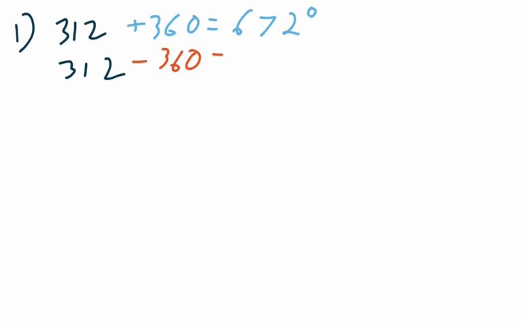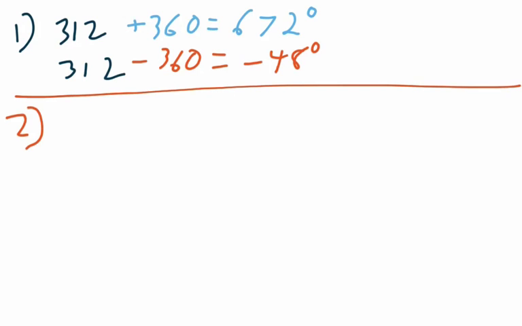Problem number 1 says to find one positive and one negative coterminal angle of 312. Well, to find coterminal angles, you got to go all the way around the circle. So that's 672 degrees when I go to the positive. And of course, we also want to subtract 360, which gives us negative 48.